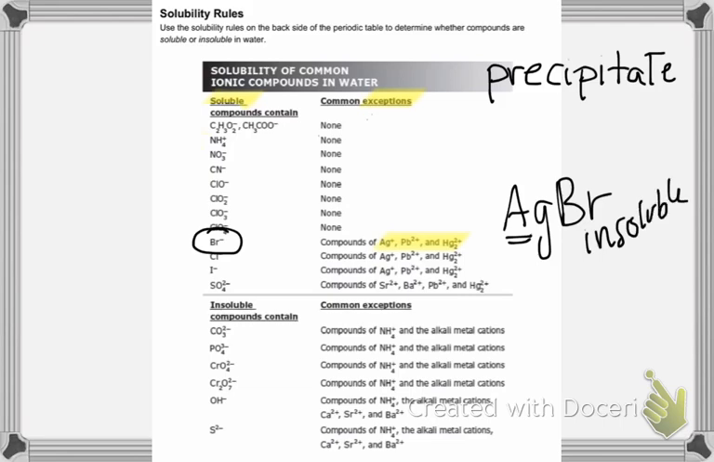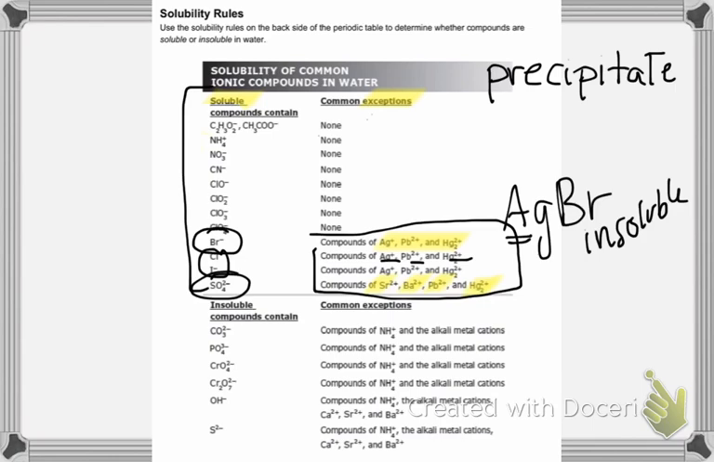Same thing with sulfate. Sulfate is almost always soluble unless it's bound to any one of these: strontium, barium, lead, or mercury. If it's bound to any of these four atoms, then it will be insoluble. Also, the same trend goes with the chlorine and the iodine. They are also insoluble when it comes to these more heavy metals. So, again, all of these are soluble, but these are the exceptions. I'm just going to clear this out a little bit.